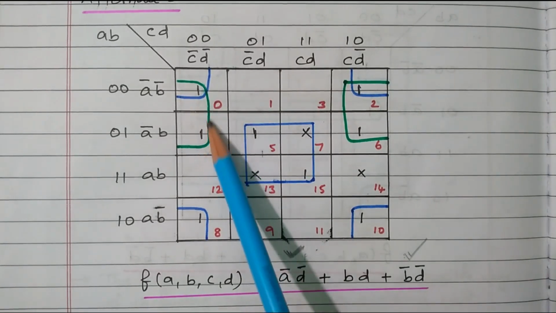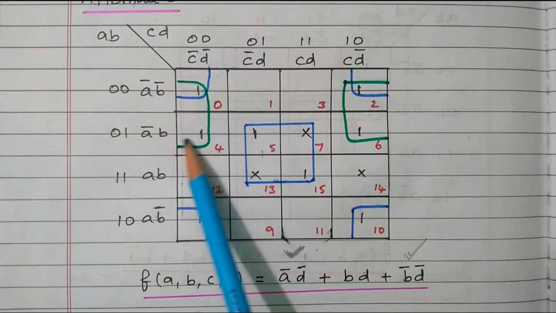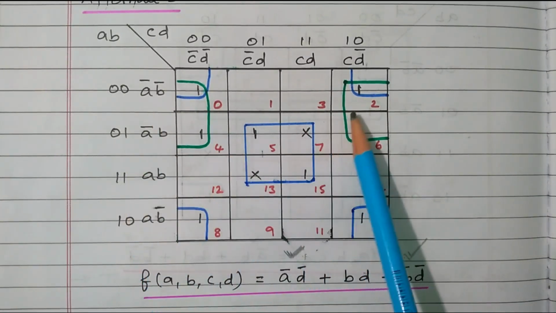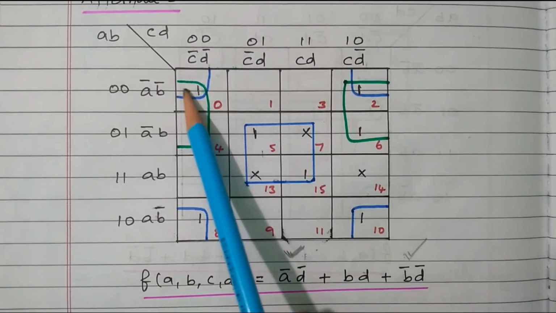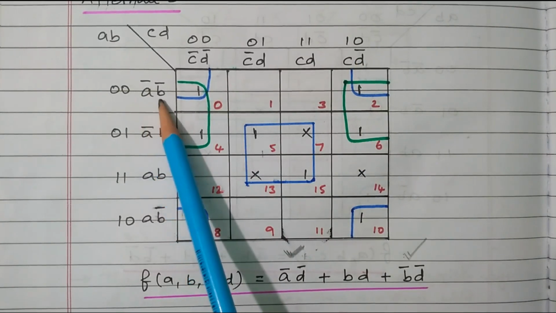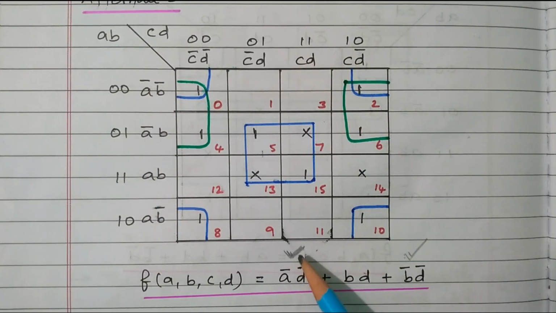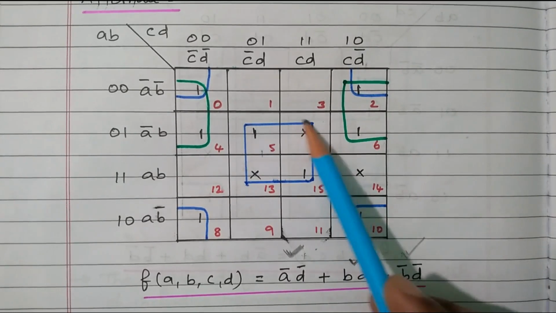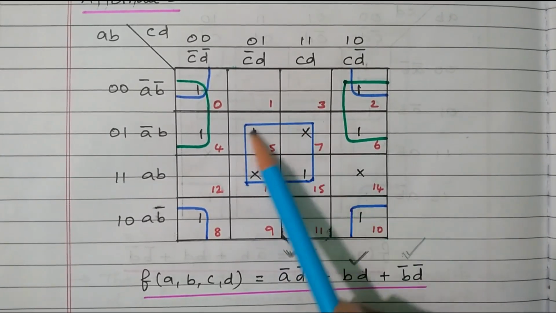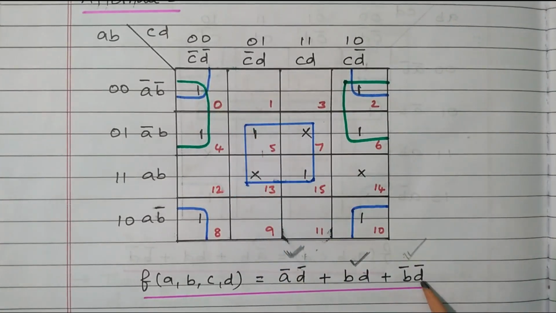Now we only need to check these 2 cells, right? These 2 cells are available in the first row and second row. Similarly, they are available in the first column and last column, right? So we'll refer to the first row and second row: A bar, B bar, A bar, B. So B bar cancels, what we have is A bar. So this is the second term. BD is the term due to the grouping of 4 cells, this one, not this, right? So the grouping of corner gives B bar, D bar, and grouping at the center gives BD.